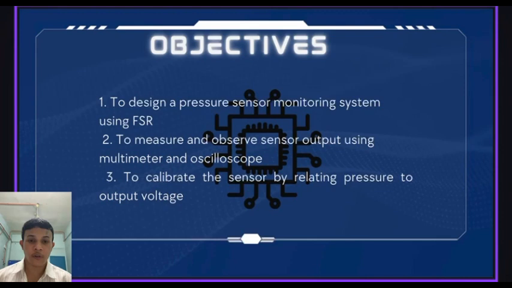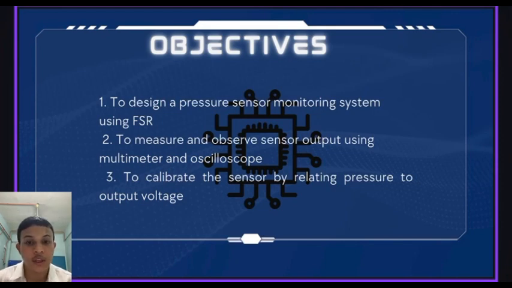So objectives for this project, firstly to design a pressure sensor monitoring system using FSR. The objective of this project is to design and develop a functional pressure monitoring system using a force sensitive resistor, or we call FSR. This includes understanding the working principle of the FSR, where its resistance changes according to the applied force of pressure. The system will be integrated with basic electronic components such as resistor, possibly a microcontroller to convert the resistance change into a measurable electrical signal.